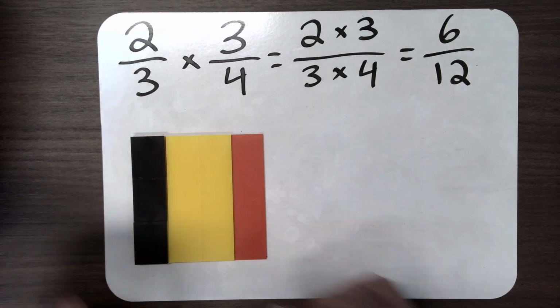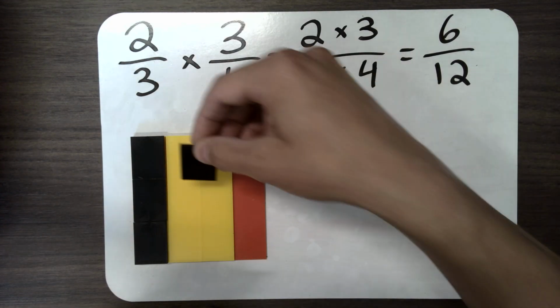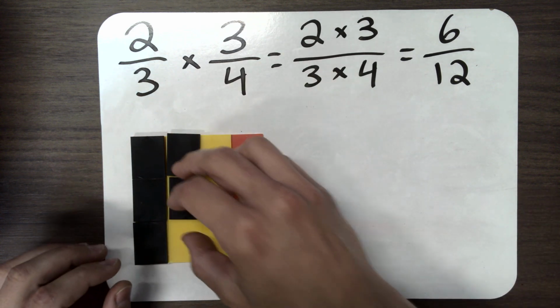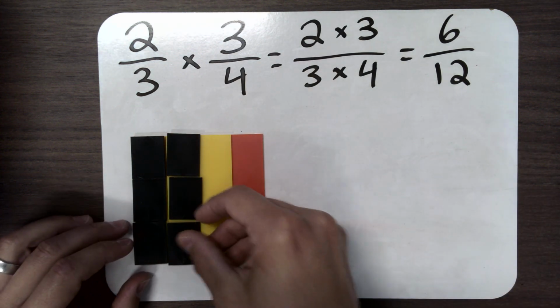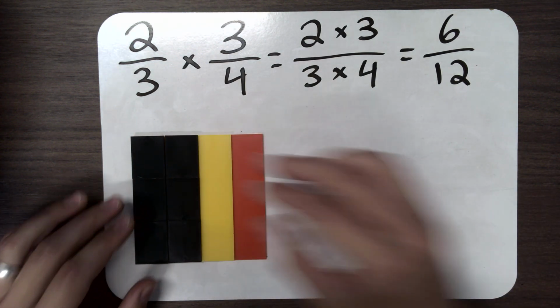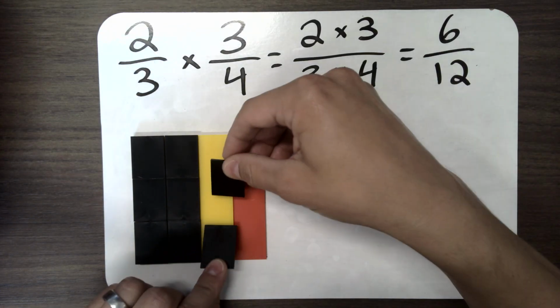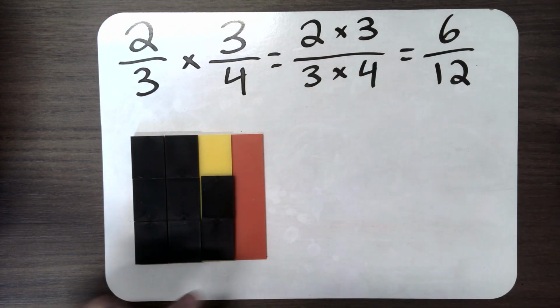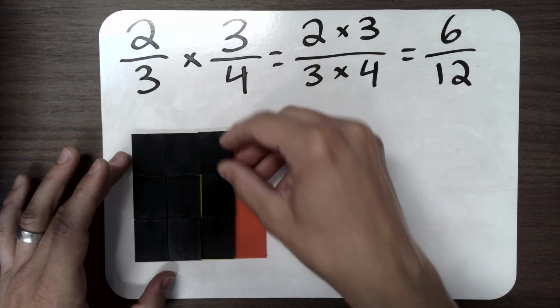So this has 3 equal parts now. This has 3 equal parts. And then our last one has 3 equal parts.